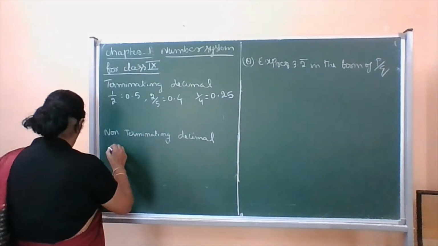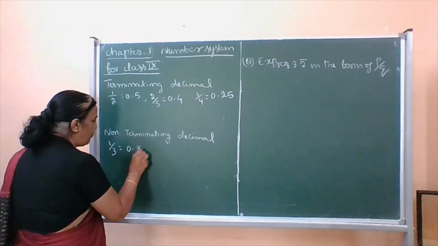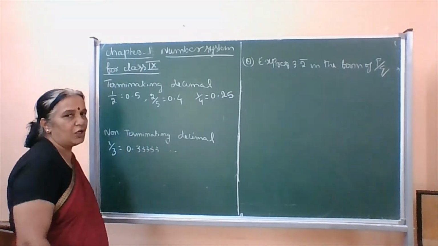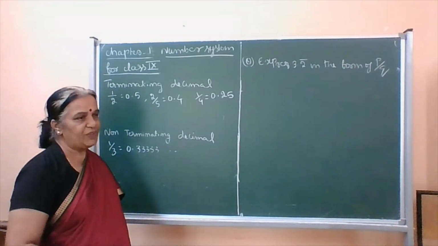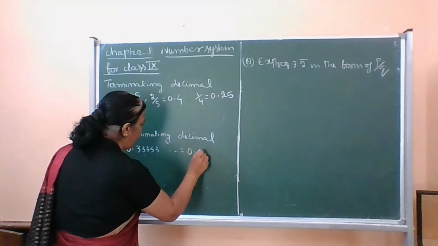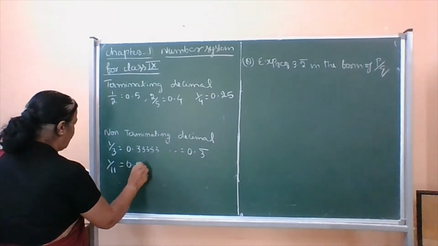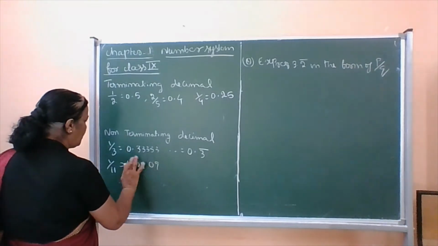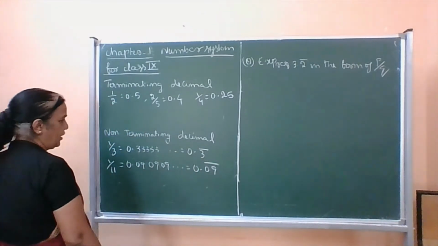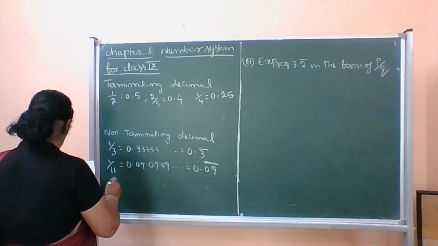And for non-terminating, if you divide 1 by 3, you will get 0.3333, like that. That process of division will not come to an end. This you have learnt in the previous video. This can be written as 0.3 bar. Similarly, if you divide 1 by 11, the value will be 0.090909, like this, and it is 0.09 repeating. If you write the bar, then it says that 09 is repeating.